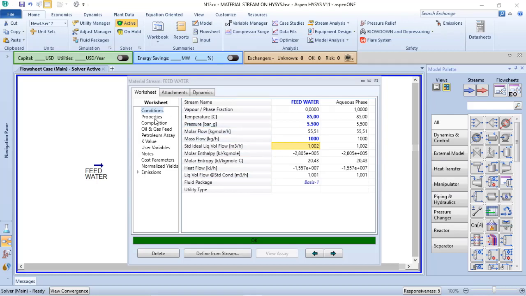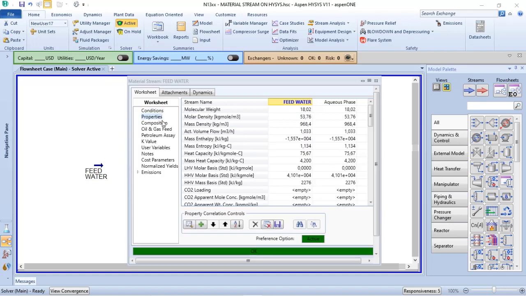1.001. And we also have, if you go to properties, the actual volume flow, that in this case is the actual liquid volume flow, calculated as 1.033, and none of them are the same, although all of them are talking about volume flow.